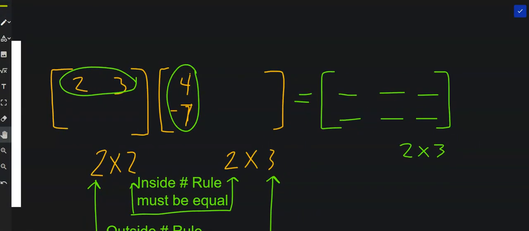We're going to multiply the first entry times the first entry, and that would be 8. And the second entry times the second entry, which is negative 21. And we're going to add those two things together. What do you get if you add 8 and negative 21? Negative 13, right?